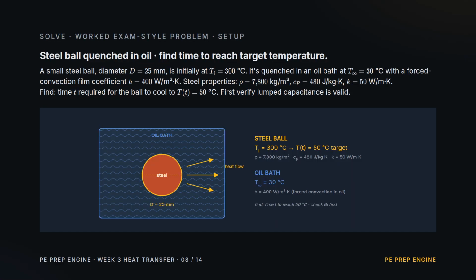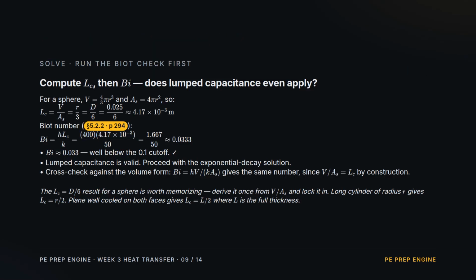Worked problem. A 25 mm steel ball at 300 Celsius is quenched in oil at 30. The oil's film coefficient and the steel's properties are given. Find the time to cool to 50 Celsius, first verifying lumped capacitance with the Biot check. Run the Biot check first.